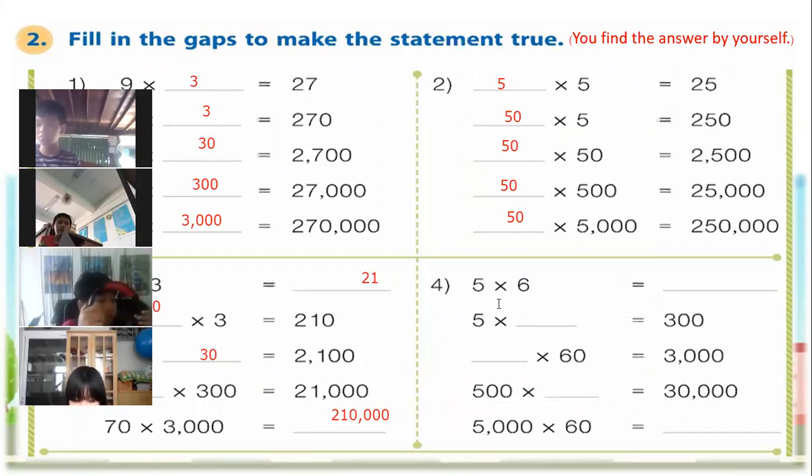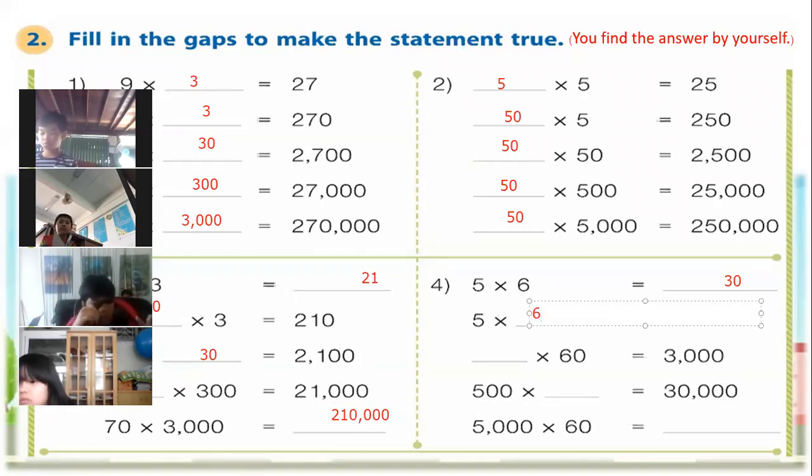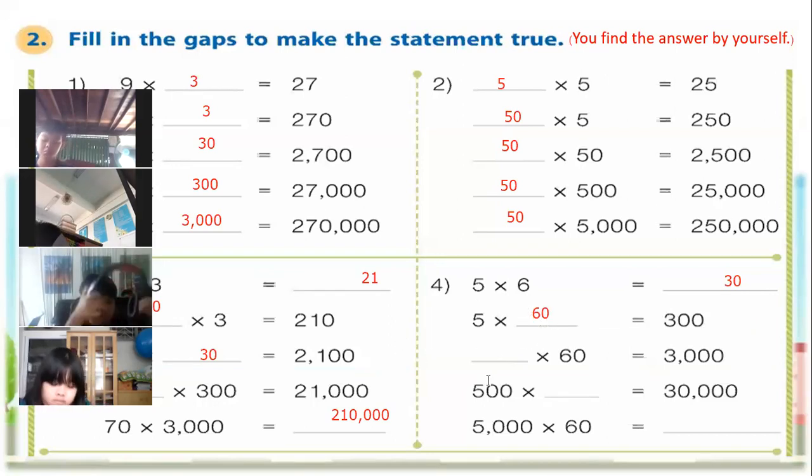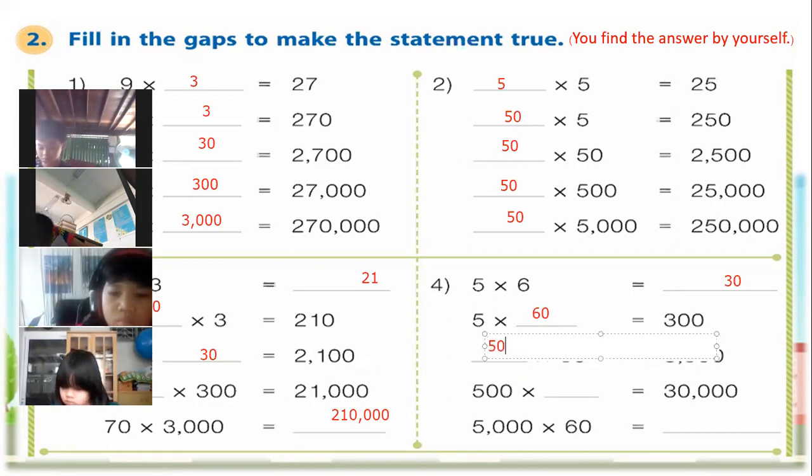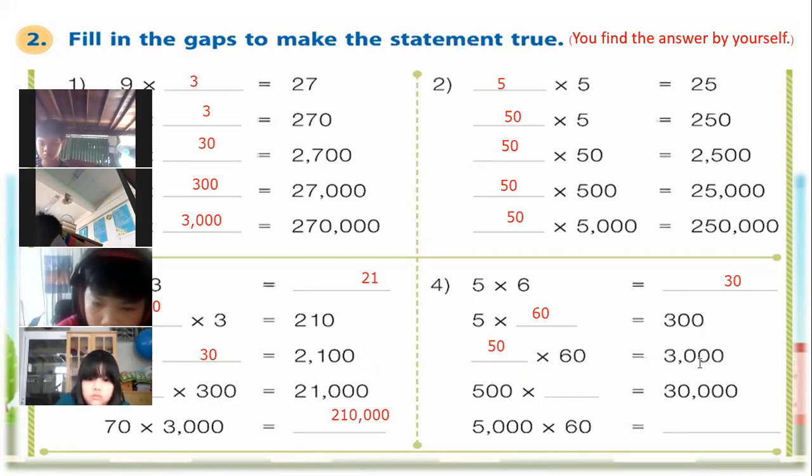5 multiplied by 6 become how much? 30. Very good, 30. Now, 5 multiplied by how much become 300? 60. Very good. 6 tens. Now, how much multiplied by 6 tens become 3,000? 50. Very good. 5 tens multiplied by 6 tens means 3,000.